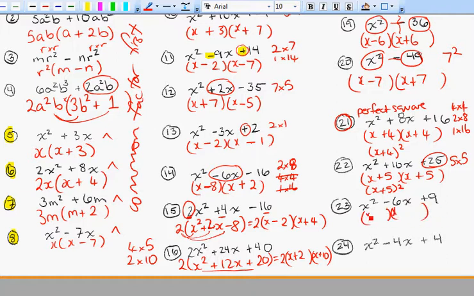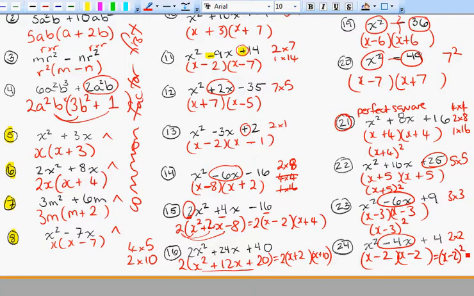Similarly with the next one, 3 times 3. Both going to be minus 3s to ensure we get minus 6x in the middle, and we can write that as x minus 3 all squared. And lastly, same thing, 2 times 2 to get the minus in the middle, and we could rewrite that as x minus 2 all squared if we wanted to.